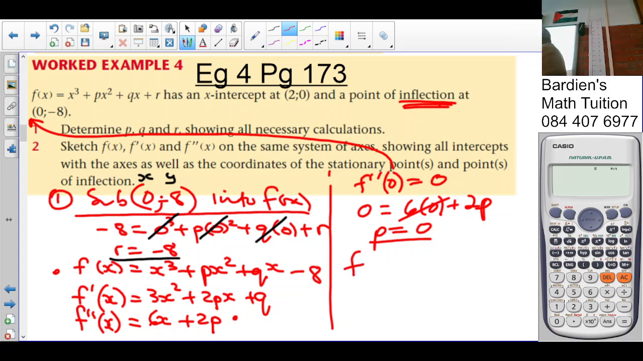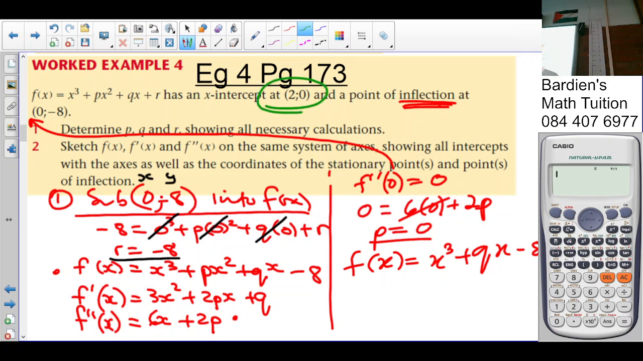So my equation now reads f of x equals x cubed plus p, which is 0, 0 times x squared is 0, plus qx minus 8. So what do I do now? We are told that it has an x-intercept at (2; 0). So you substitute 2 and 0 into this equation here.